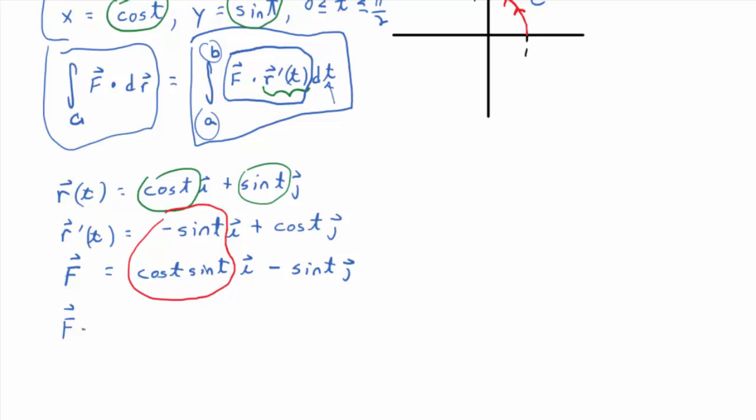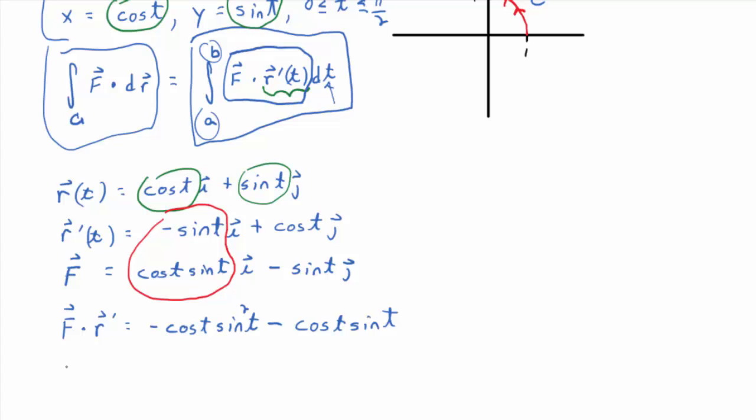Negative cosine t sine squared t i. So sure, negative cosine t times sine squared t, but no i, right? Remember, the dot product is always a scalar. And then plus or minus as the case may be. What over here? Cosine t sine, yeah, sine t cosine t. So that's our integrand. Would everybody buy that?